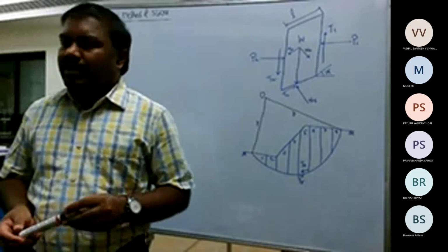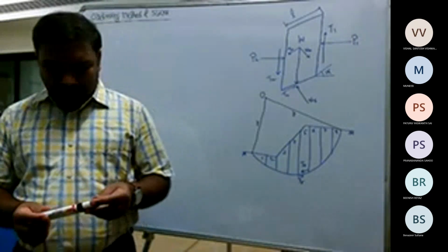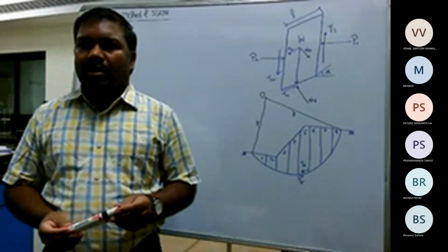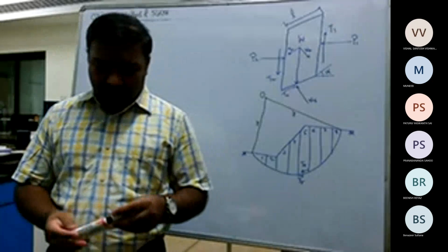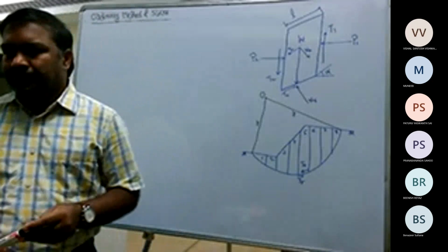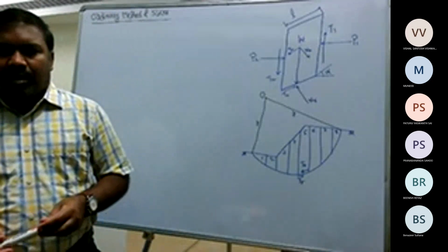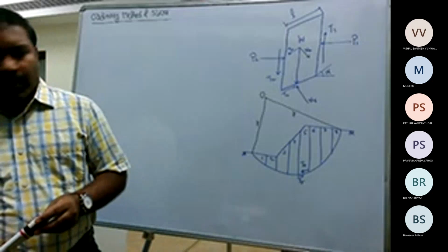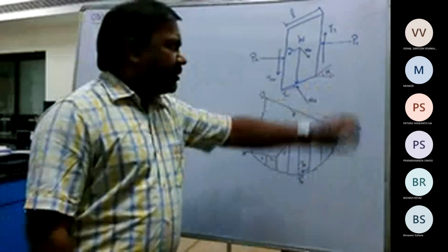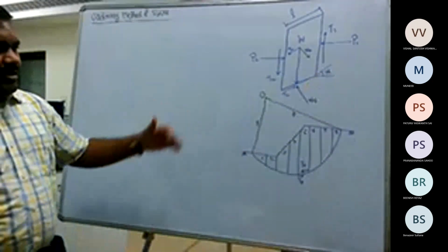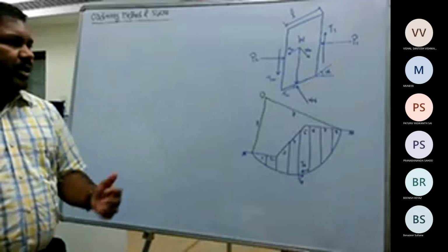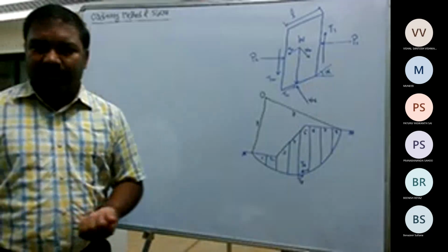In the previous class, we were discussing the stability analysis of finite slopes by the ordinary method of slices, as well as the modified Bishop's method. Let us continue the same thing. First, let us try to understand how to derive the equation for the factor of safety.